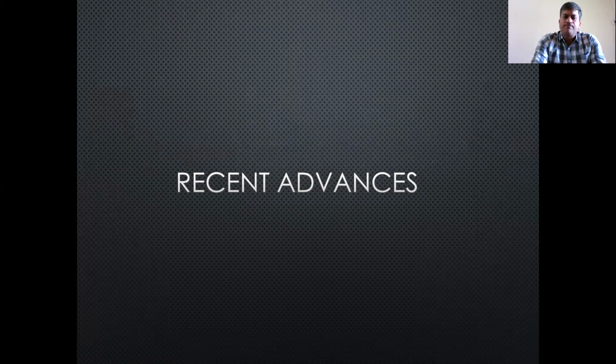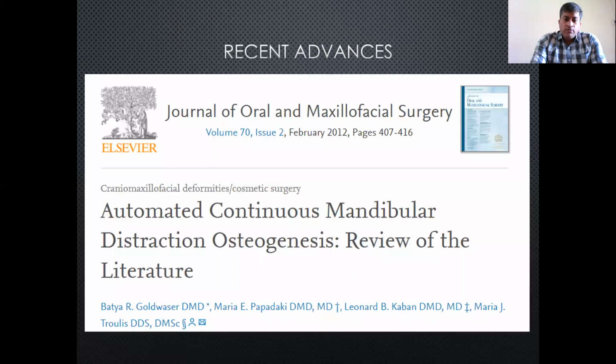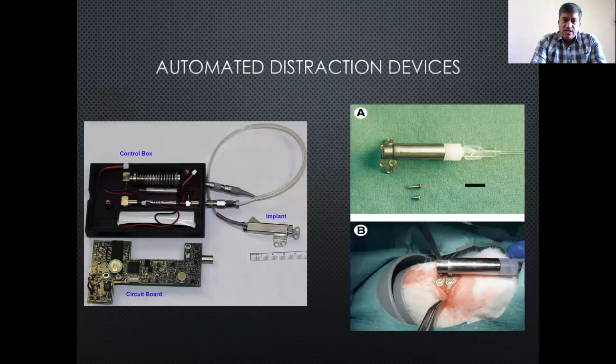So to overcome this disadvantage of distraction osteogenesis, automated continuous mandibular distractors were devised. And these are the distractors which actually bring about continuous activation of the distraction segment, and they do not require manual activation. Now, these devices basically work on 2 different principles.